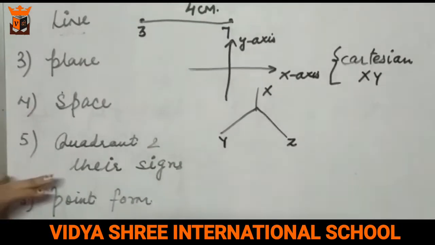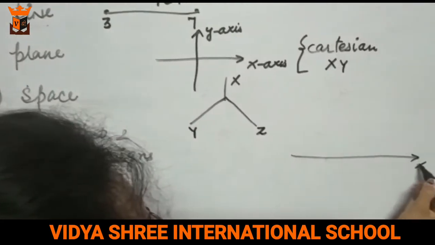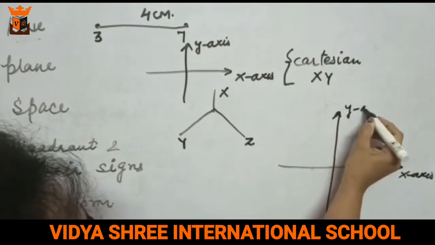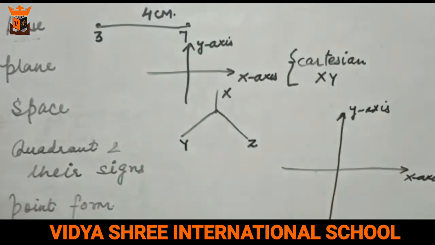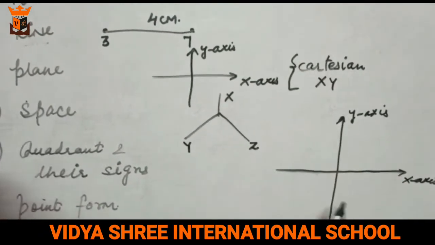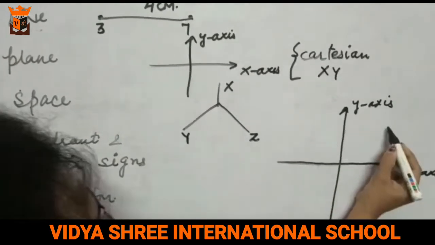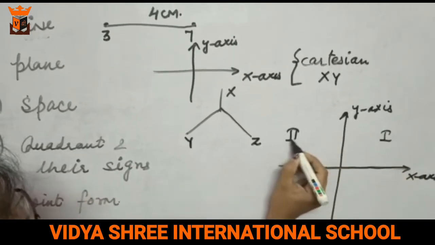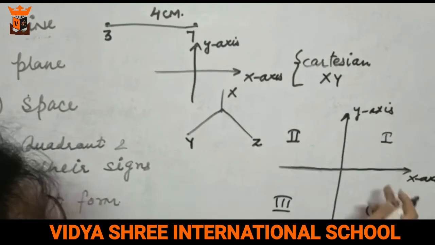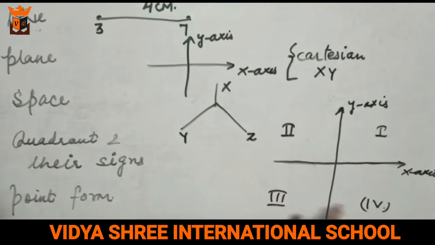Now what is quadrant and what are their signs? Quadrants. This is x-axis, this is y-axis, and this is called plane. Plane, x-axis and y-axis divides the plane into 4 parts. These 4 parts are called quadrants. Like this is first quadrant, this is second quadrant, this is third quadrant, and this is fourth quadrant. The process going on anti-clockwise. First, second, third and fourth.